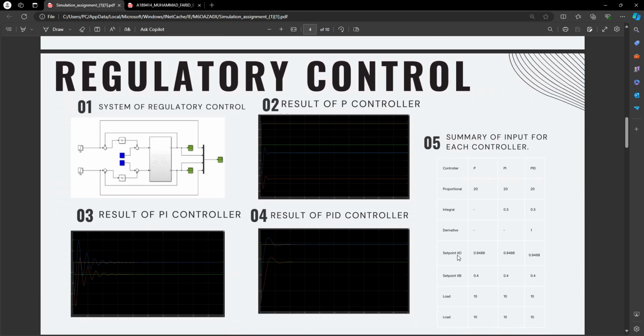Now going through the next part, which is the regulatory control. For the regulatory control, we have the values for the whole process, which consists of the load set to 10, with the same values of XD and XB at 20. So this is the result for the P controller in graphical form, and then we are going to go through the PI result with load.